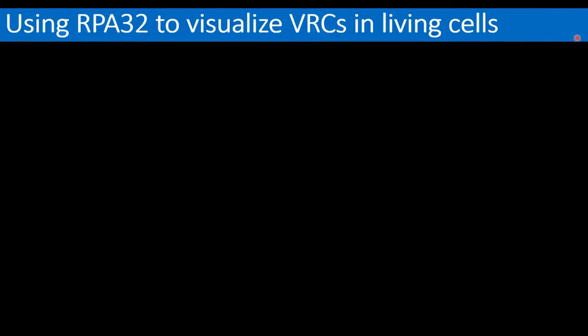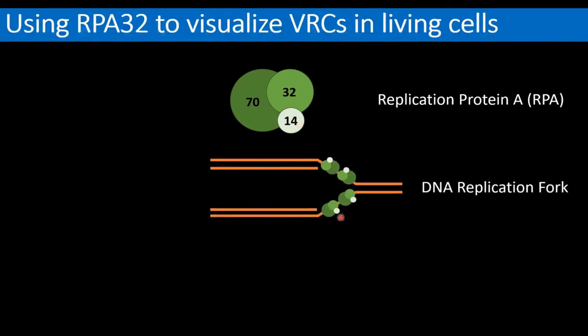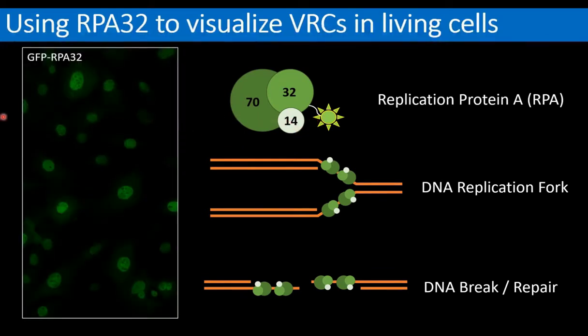One of the cellular proteins that localizes to VRCs is called Replication Protein A, or RPA. RPA is a heterotrimer composed of 70, 32, and 14 kilodalton subunits that coats single-stranded DNA at replication forks and DNA breaks undergoing repair. We obtained a plasmid from Dr. Mark Wold at the University of Iowa that expresses a human RPA32 protein fused to a GFP. We generated a mouse fibroblast cell line that stably expresses this GFP-tagged RPA32.